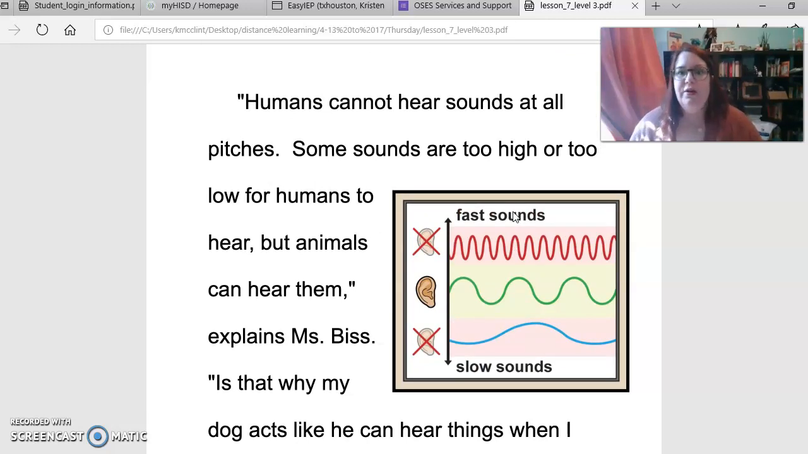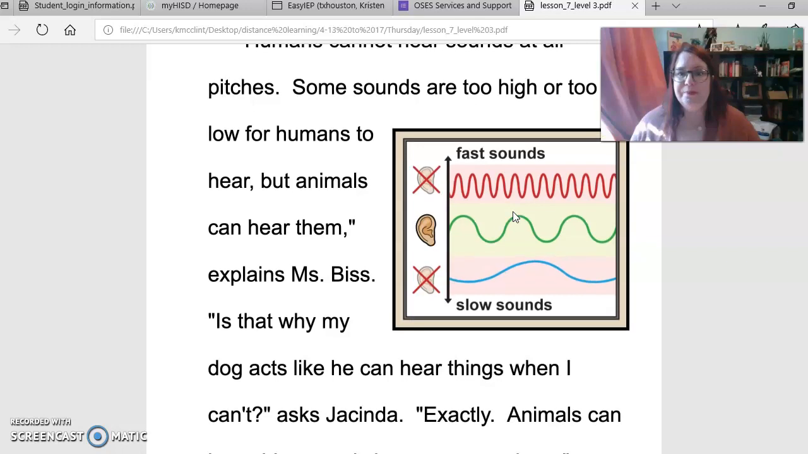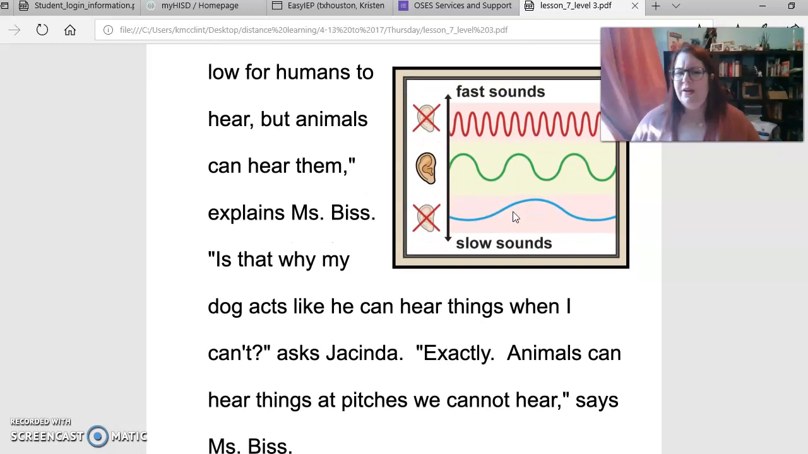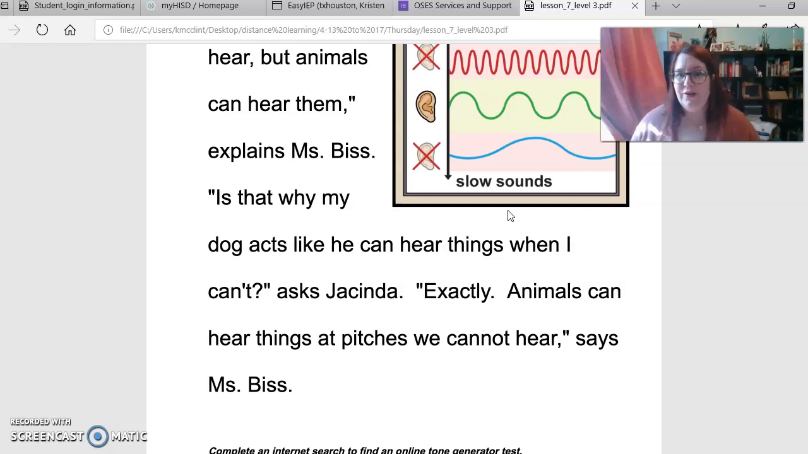Humans cannot hear sounds at all pitches. "Some sounds are too high or too low for humans to hear, but animals can hear them," Miss Biss explains. "Is that why my dog acts like he can hear things when I can't?" asked Jacinda. "Exactly. Animals can hear things and pitches that we cannot hear," says Miss Biss.